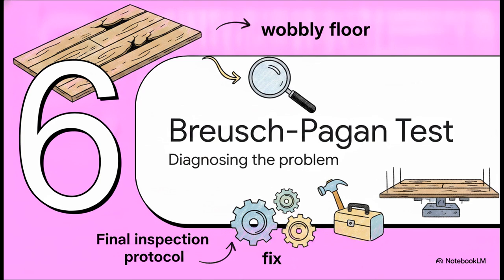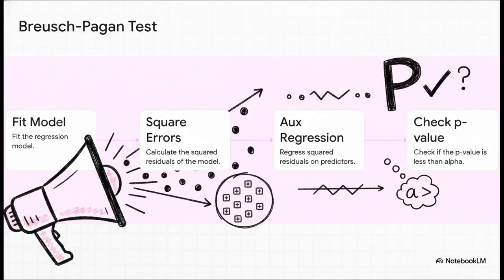Finally, part 6, we need to fix those wobbly floors once and for all. Let's bring in our final inspection protocol, the Breusch-Pagan test. To officially diagnose this megaphone problem, we run the Breusch-Pagan test, which is an ingenious 4-step process. First, we build our standard model and calculate all our prediction mistakes, or residuals. Second, we square those mistakes to make them all positive, so we're only looking at the sheer size of the error. Third, we run a brand new secondary test called an auxiliary regression.